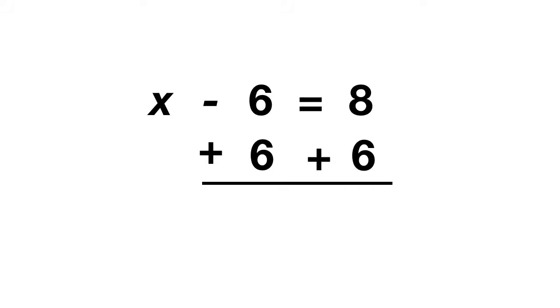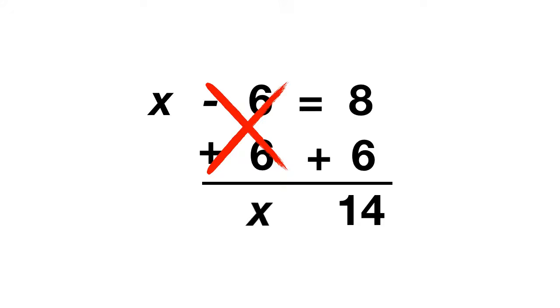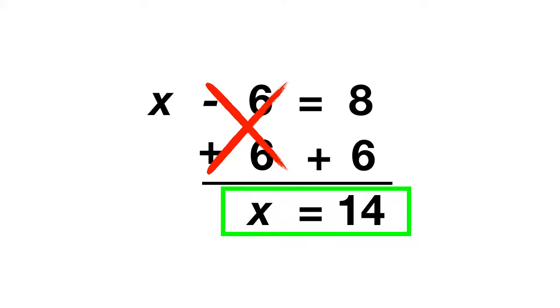Now we can solve this equation out. Well, minus 6 and plus 6 will cancel out. We'll just have an x. And on the right side, we'll have 8 plus 6, which equals what? 8 plus 6 equals 14. So in this, x equals 14. Let's do some of these together.